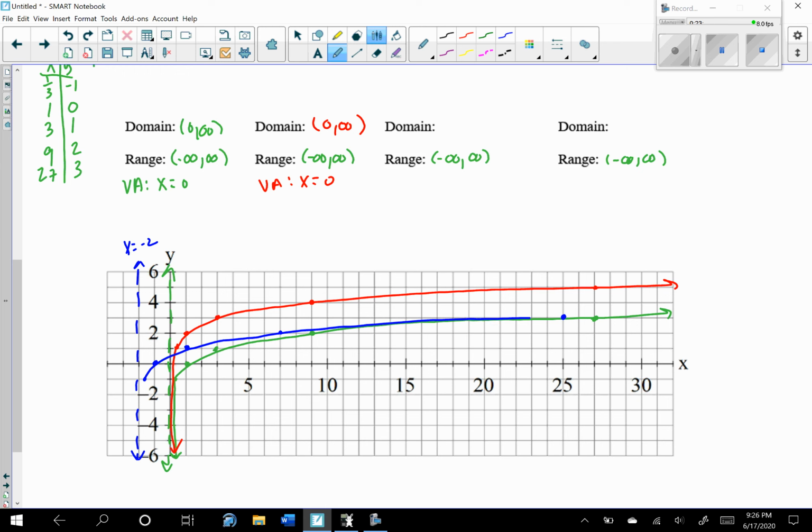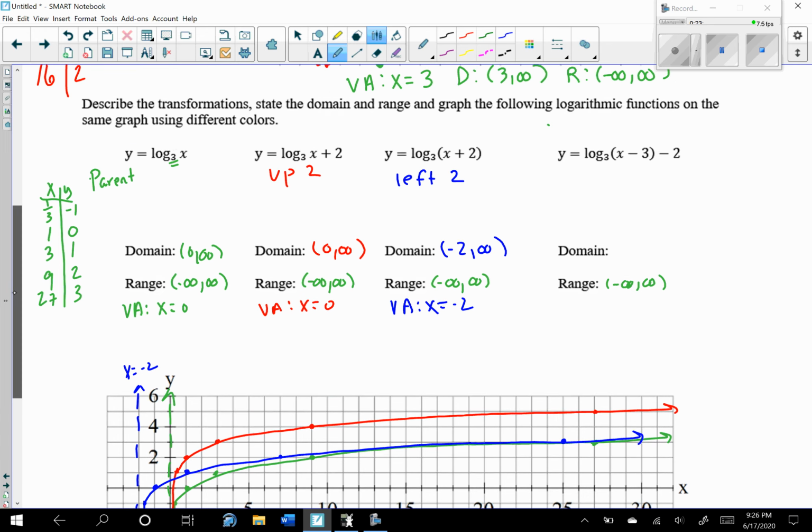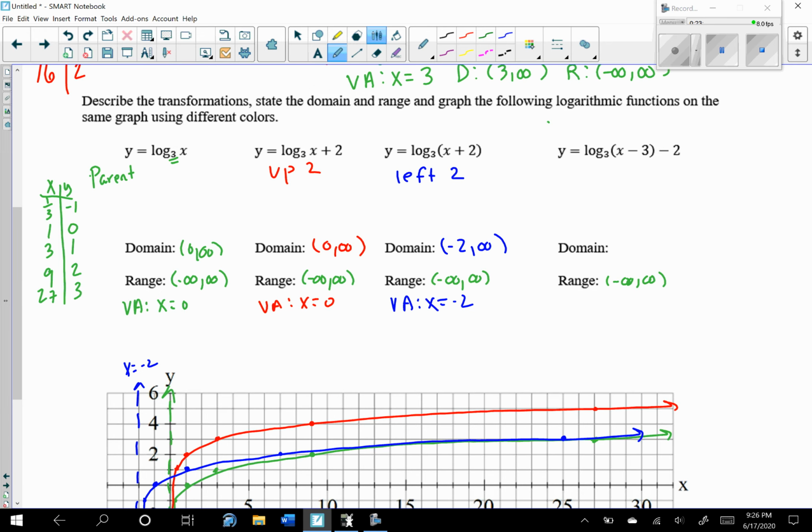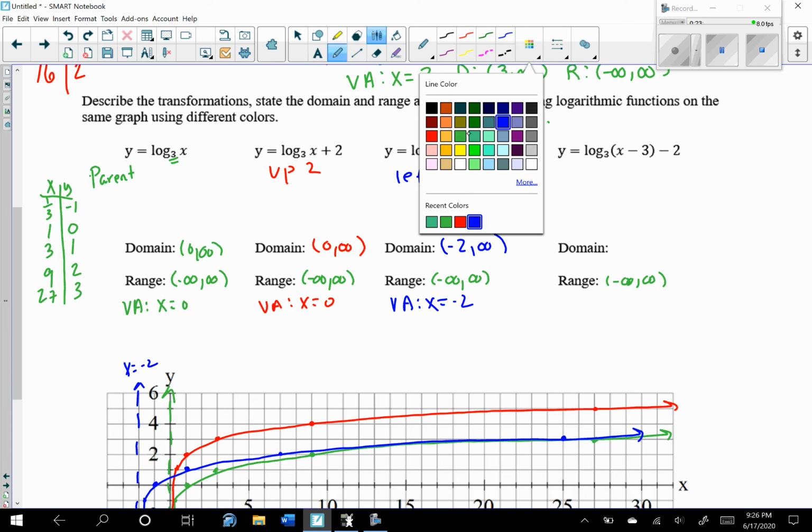And that, of course, means that we've changed our domain and our vertical asymptote. So the vertical asymptote is at x equals -2. That means the domain is -2 to infinity. For the last one, we have 2 different transformations that we are going to do to our graph.